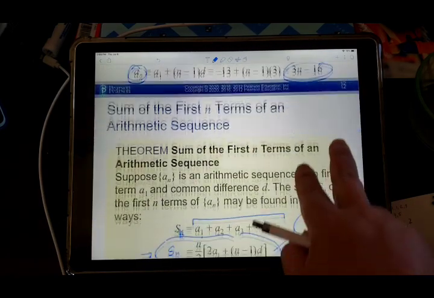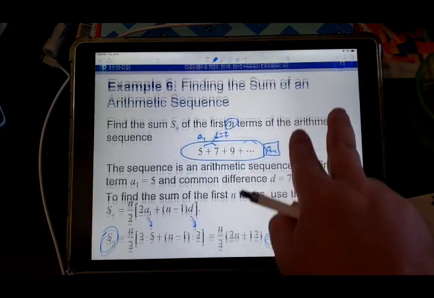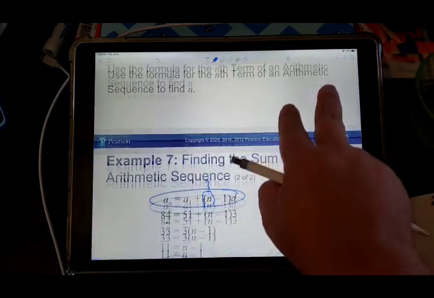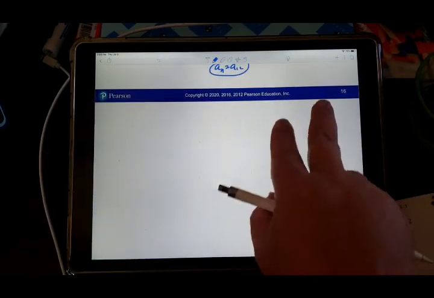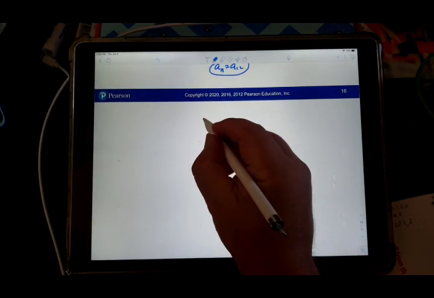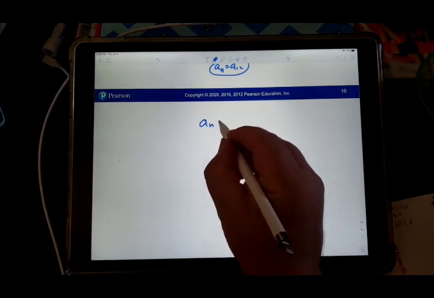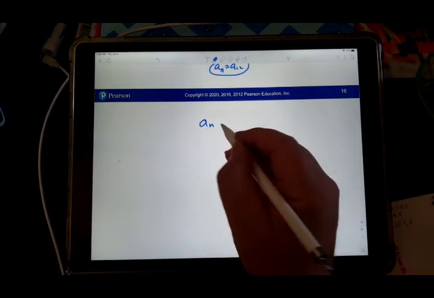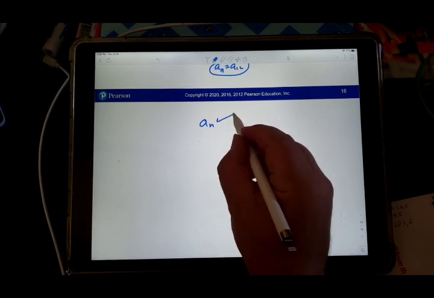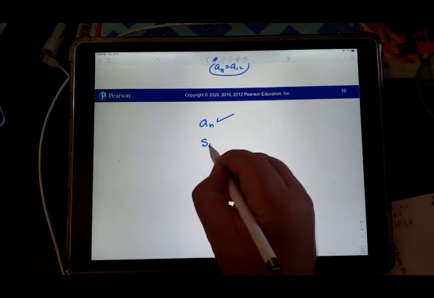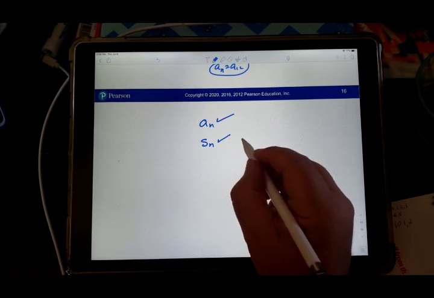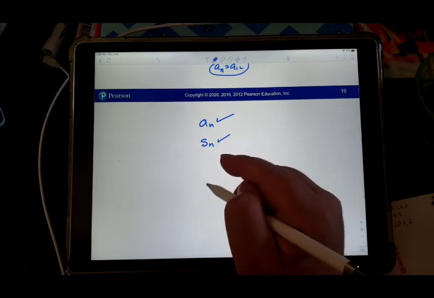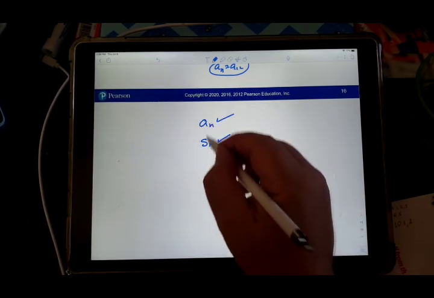That is it for arithmetic sequences. But let me summarize. We have a few formulas here. A formula for a sub n, which gives you the nth term, and a formula for s sub n, which gives you the sum of the terms, and that's it.